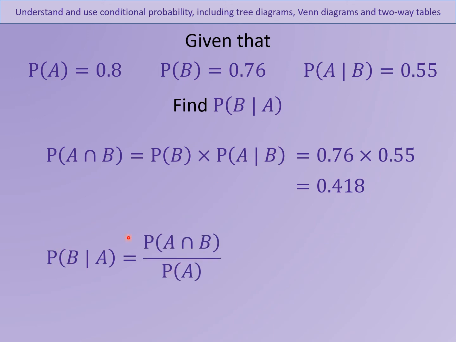Well, I've got the formula for that, which of course is just a rearrangement of these. So can I fill in the top? Yes, that's 0.418, the probability of getting an A and a B. And what's the probability of A? 0.8. What's my answer then? 0.5225. Similar, but not the same, and that's the crucial bit. The probability of getting an A given that B's occurred is different to the probability of B given A has occurred. They are different answers.